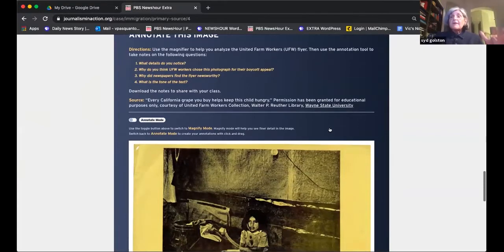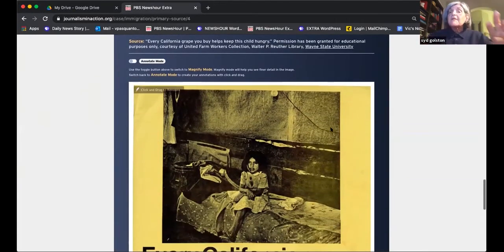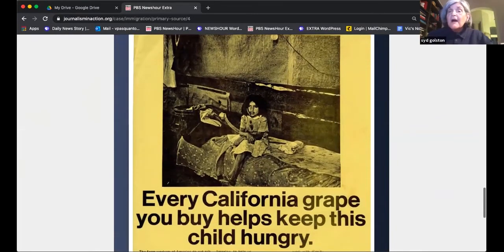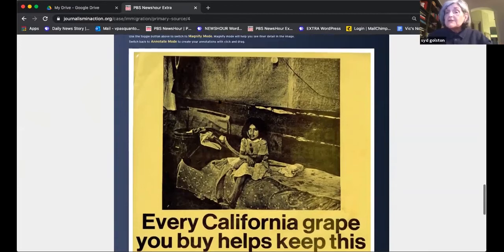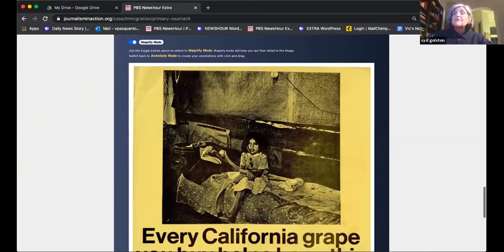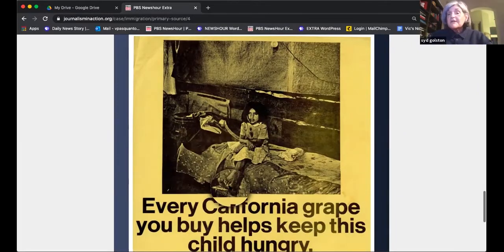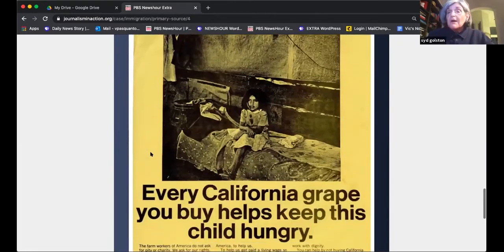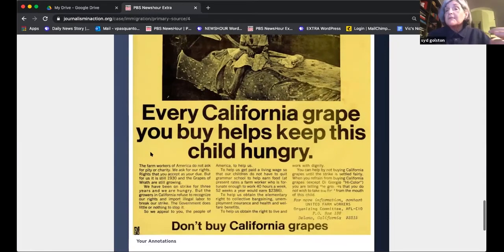In every unit, there will be an annotated image. That's an image that you can see up close with a magnifier. But the reason I think this one's particularly important is it's a photograph. We want students to be able to evaluate everything they see, even visual cues have to be interpreted. The point of this flyer that went into newspapers was that every time you buy grapes, you're hurting poor children.